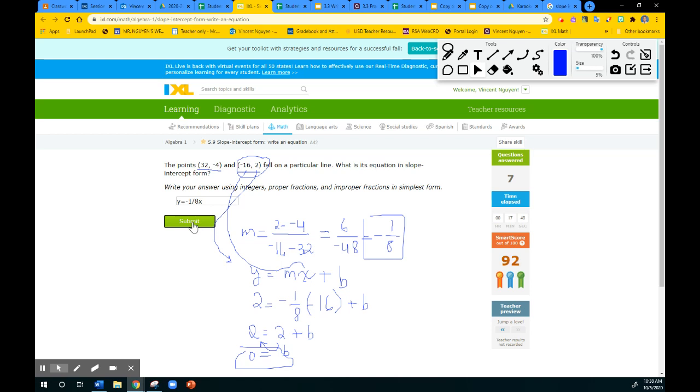Come on, take it. Submit. The internet is slow. Submit. Well, I don't know what happened to my internet, you guys, but I believe I did it right. I don't know. Anyway, I'm going to stop here because my computer just froze.